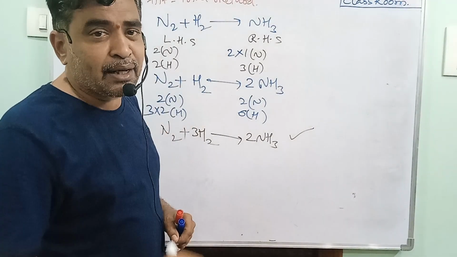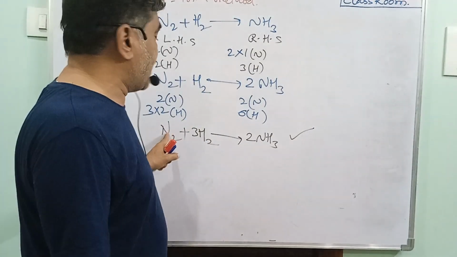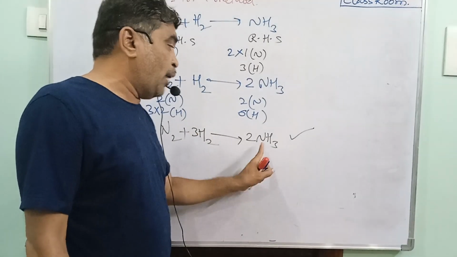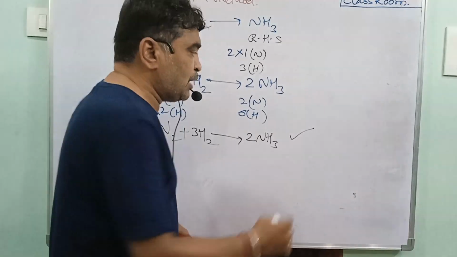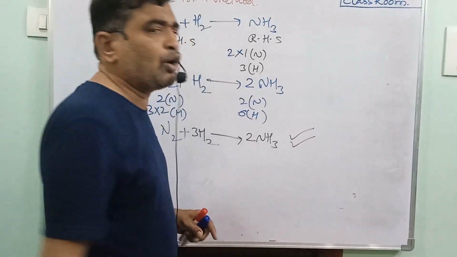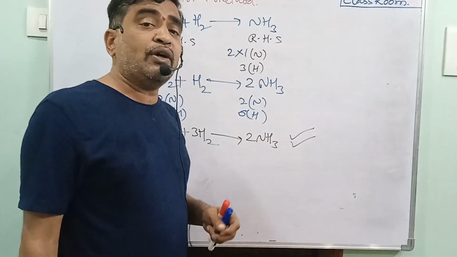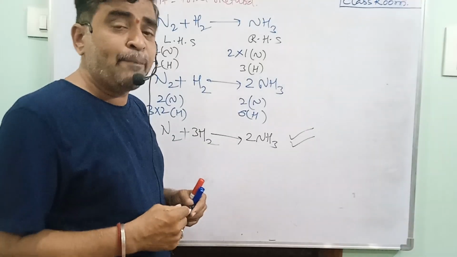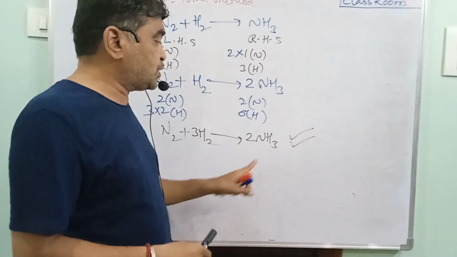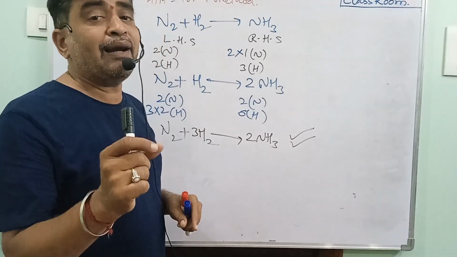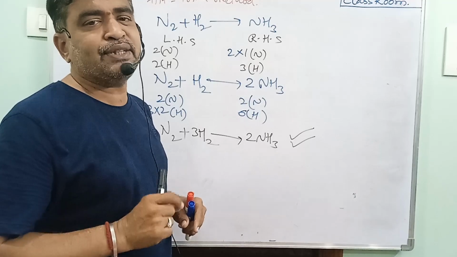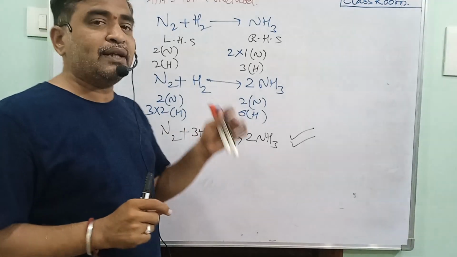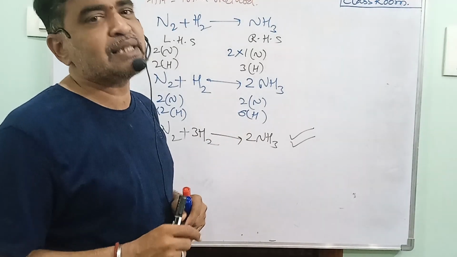So we are not disturbing the law of proportionality. Nitrogen we have written N2 only, hydrogen we have written H2 only, ammonia we have written NH3 only. So the law of proportionality is also being followed. That's why the equation follows the two principles: law of conservation of mass and law of proportionality. That's why the reaction is called a balanced equation, also called a stoichiometric equation.